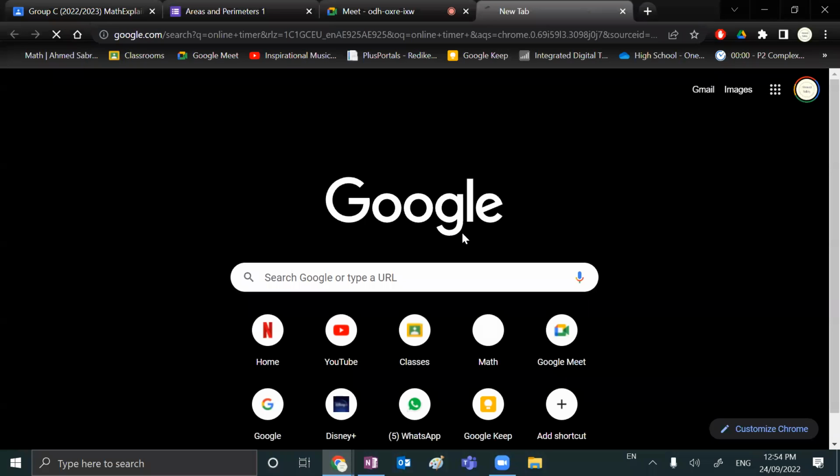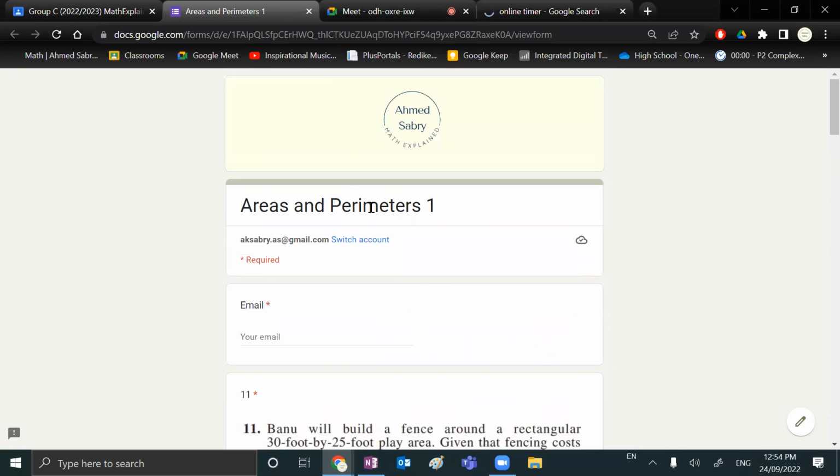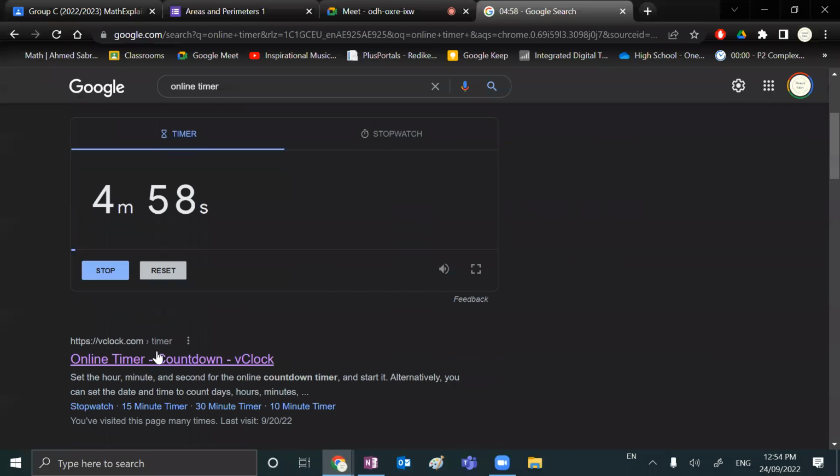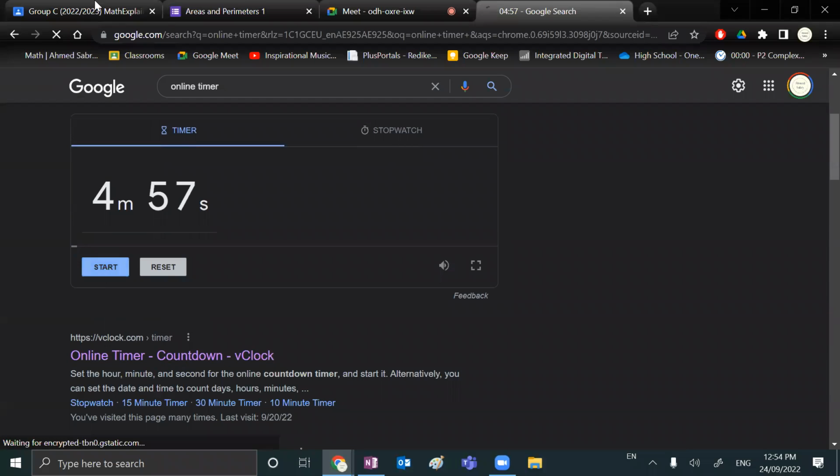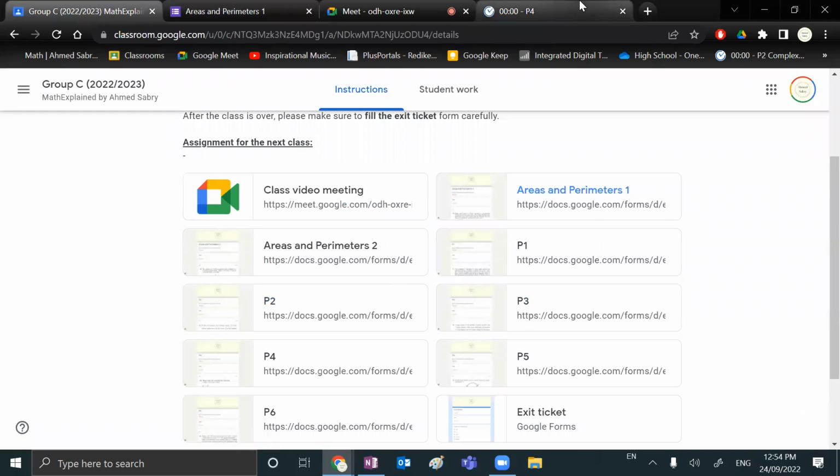Mister, which one is it, the one that says 1? No, areas and parameters 1. The one that says areas and parameters 1.